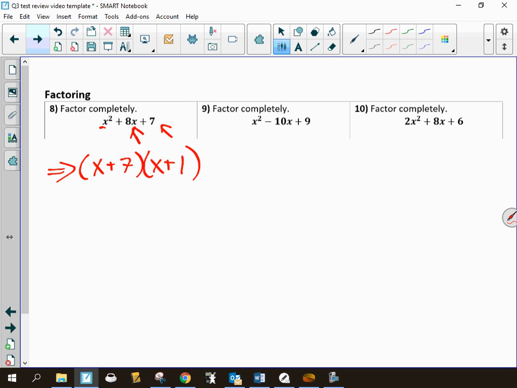This is the answer. If you were to FOIL that back out like we did in the second quarter, it would take you back to here.